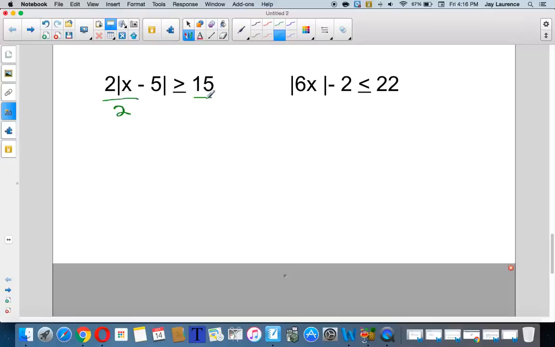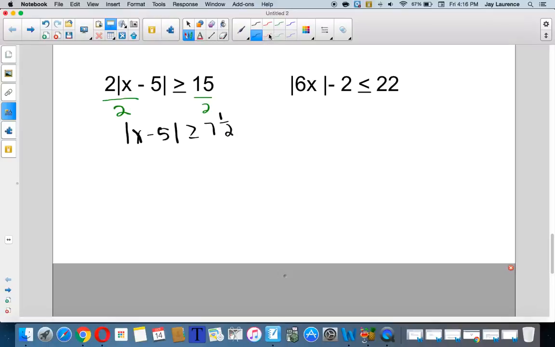Oh, I gave you a nice ugly number to work with there. Sorry, I guess it's okay. It's not that ugly. And so I'm going to have the absolute value of x minus 5 is greater than or equal to, we'll go 7 and a half.